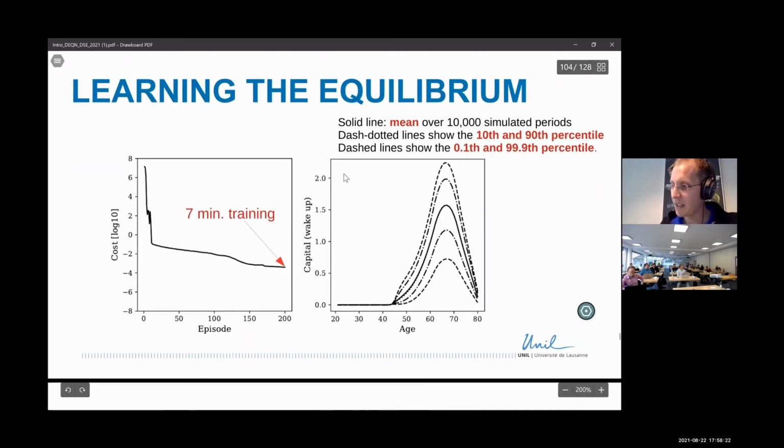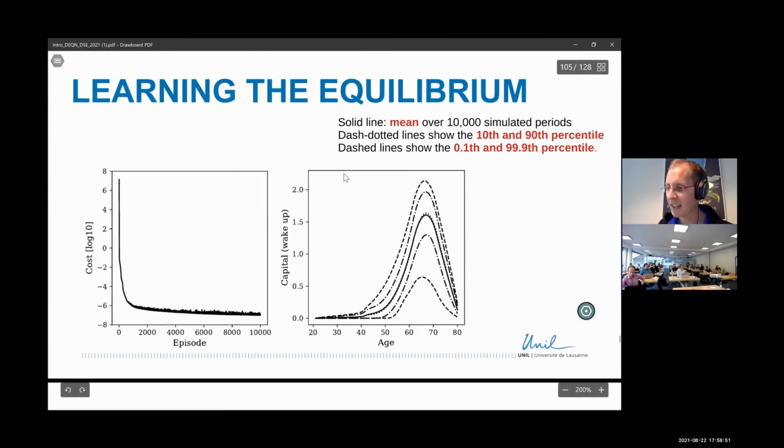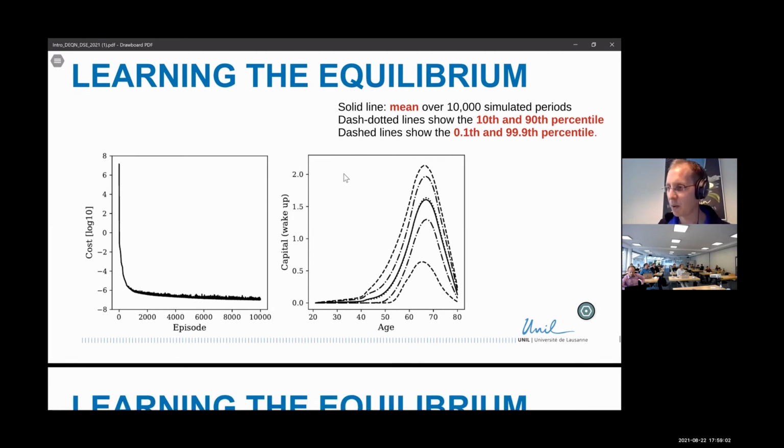Then I let it run a little longer. After 7 minutes of really just running that on a laptop, I start to see on the right-hand side a distribution of capital which looks economically reasonable. But bear in mind, this is a 60-dimensional model with aggregate shocks. This is not something trivial to solve usually, right? Then we let it run a little longer, and within a reasonable amount of time, minutes or hours, this model is solved.